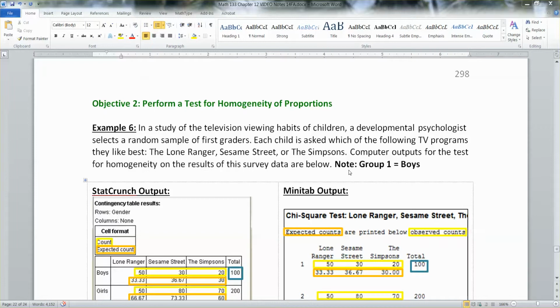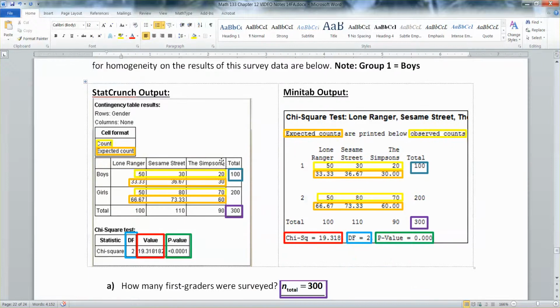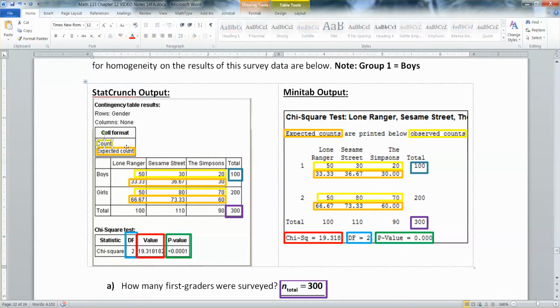All right, now I've highlighted these outputs really thoroughly so you can see all the differences. And the really hard thing to spot is the difference in count and expected count. So here in StatCrunch it says count is on top, expected count is on bottom. That's your cell format. So when you look down here at these cells, you have the count, the observed value, in other words, on top. So you observe 50 boys like Lone Ranger, 30 boys like Sesame Street, 20 boys like The Simpsons. And then down below you have the observed counts for the girls, 50, 80, and 70.